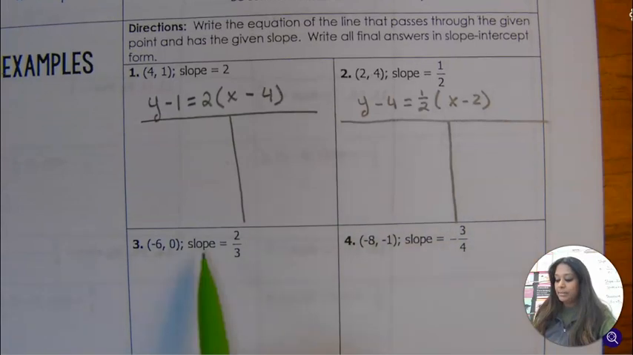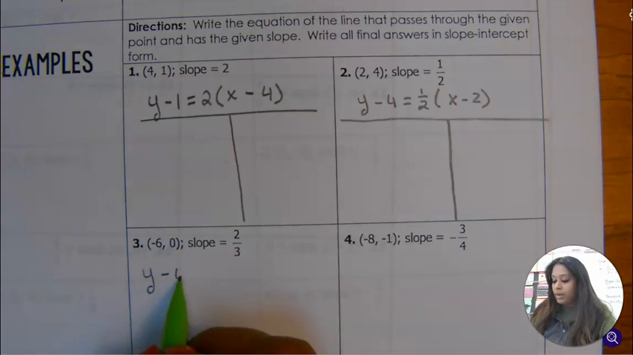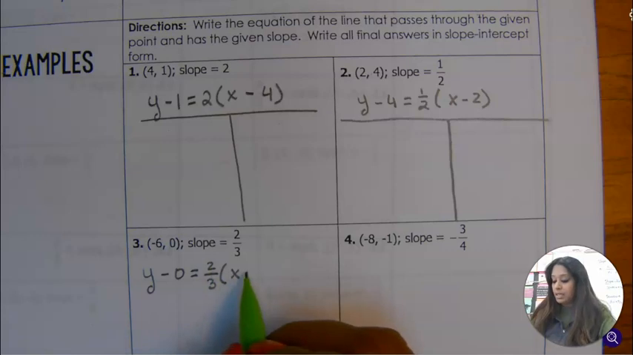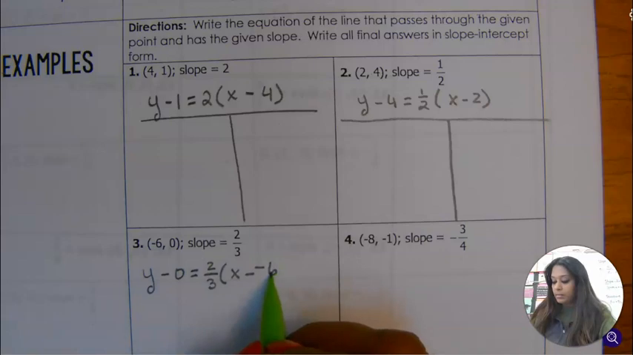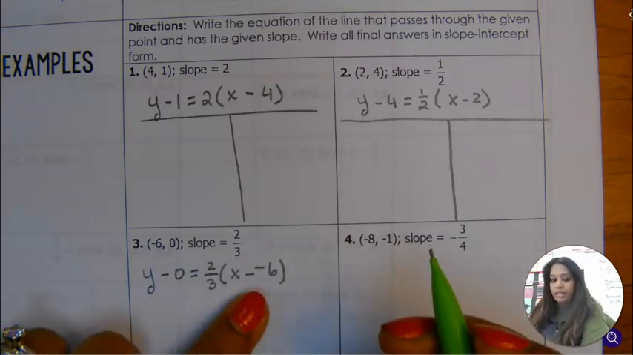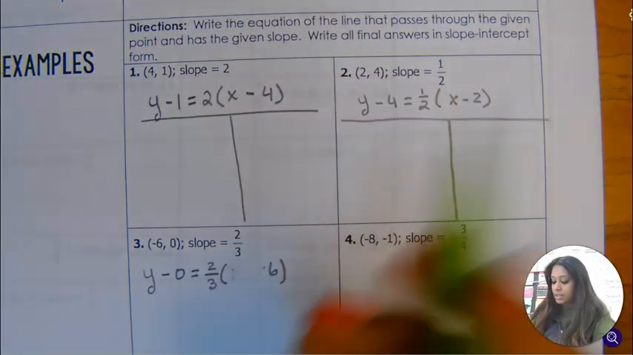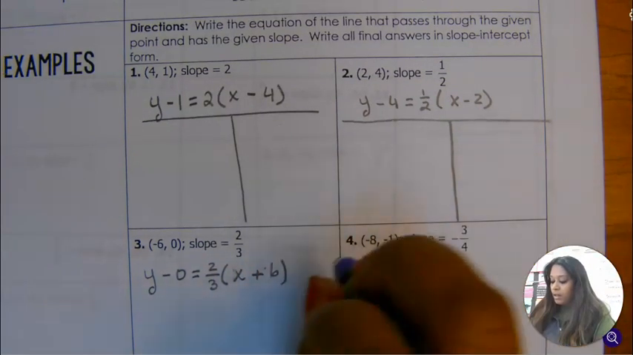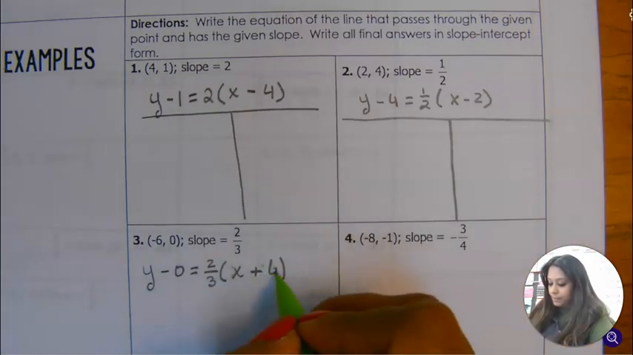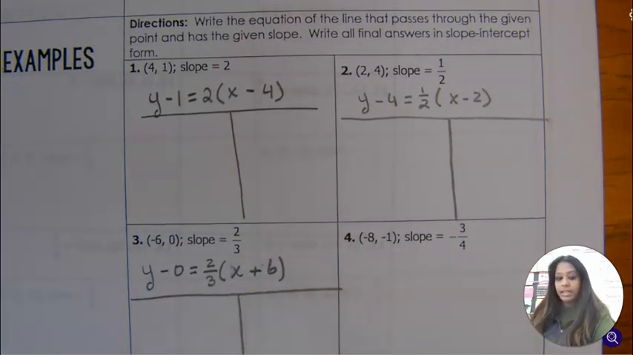Let's do a few more examples here, this one and this one. So you have here y minus your y coordinate equals your slope times x minus your x coordinate. And remember that when it's minus minus, you can just make that a plus. I don't want to rewrite everything, so I'm just going to change that into a plus. Okay? All right, so that's that. And then we'll go ahead and write both the forms for that.